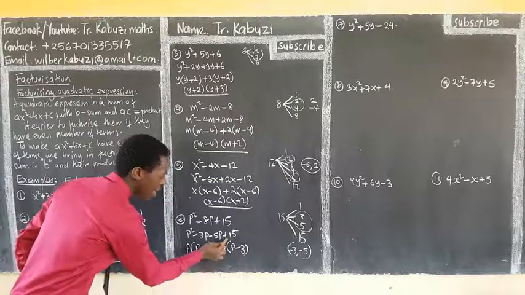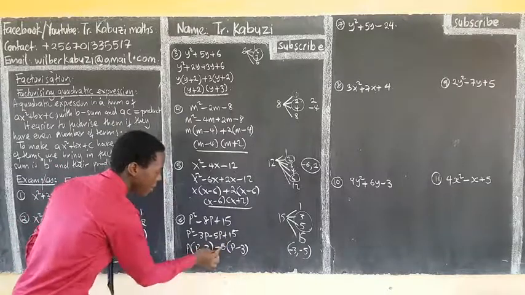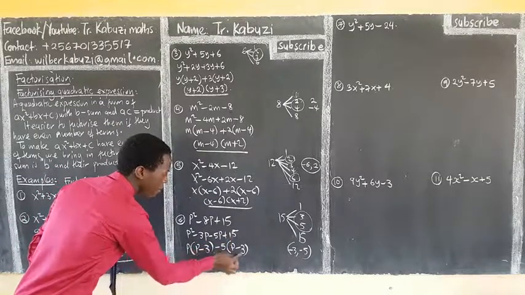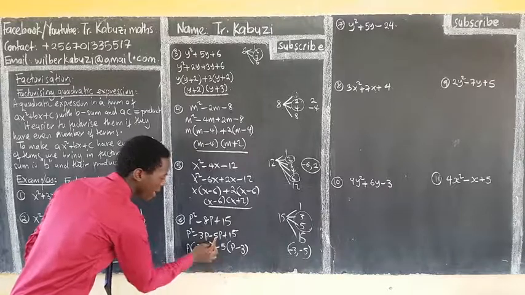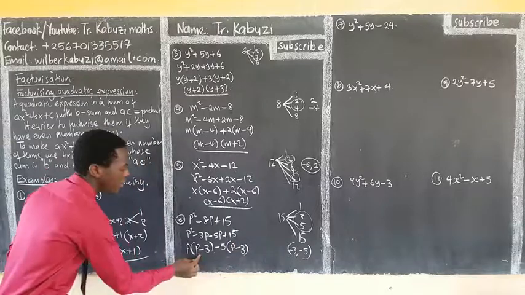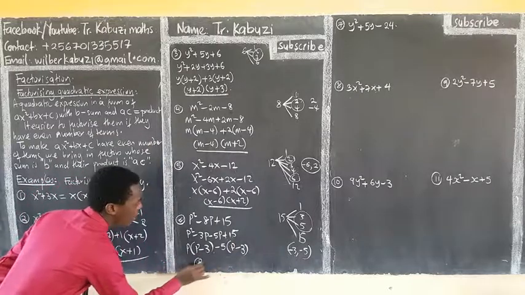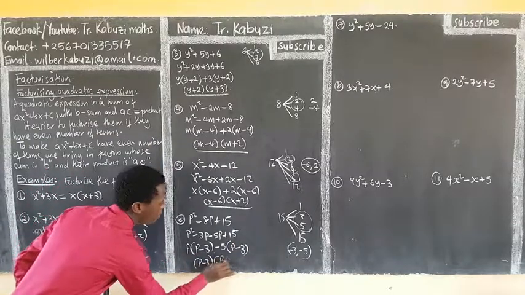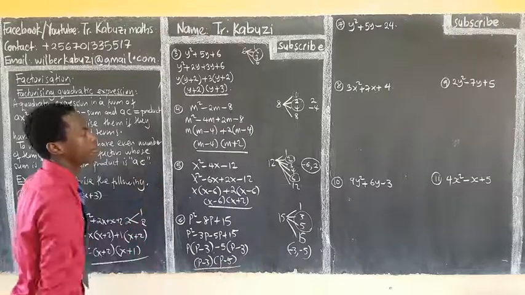You get this side, divide it with this, you get a negative. 15 divided by 5, you get 3. When you multiply it back, negative by negative, you get a positive. 5 times this, you get 15. So this is common. So p minus 3 into p minus 5. And we'll be through there.